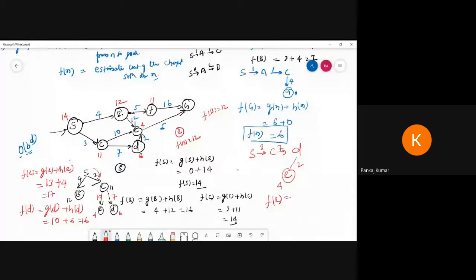So I can get 10, 12 plus 4, 16. No problem. So only one choice we have. So I can follow S to C, C to D, and D to E. Then I can have only one choice, F. That means G. Yes, and G is of 5. So 16 plus 5 equal to 21 plus 0. That means 21. Clear?